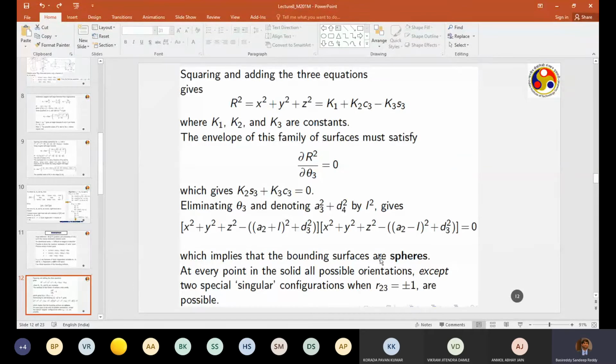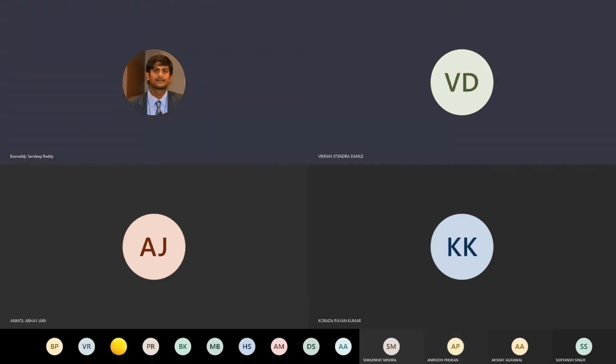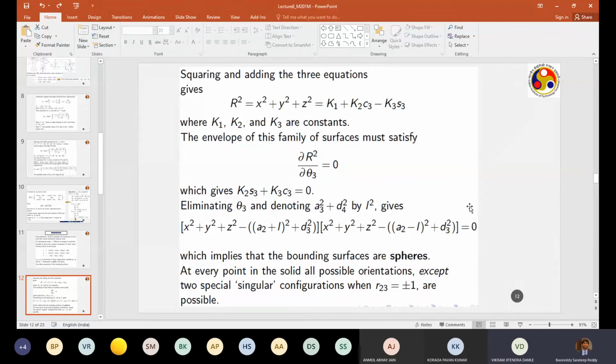Before proceeding, does anyone know what a partial derivative is? Yes, so we did multivariable calculus in the second semester. Oh, you did. Okay, fine, very good. Okay. So if you want to find the bounding surfaces, then the envelope of this family of surfaces must satisfy this expression.